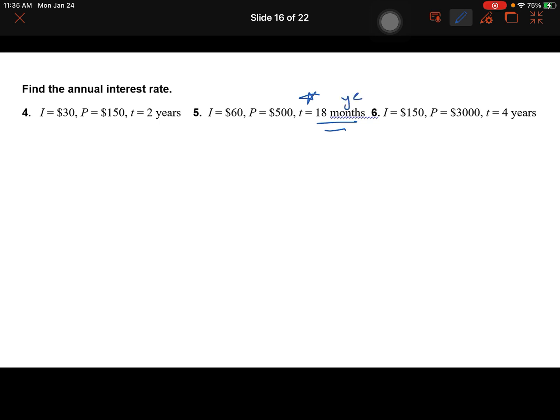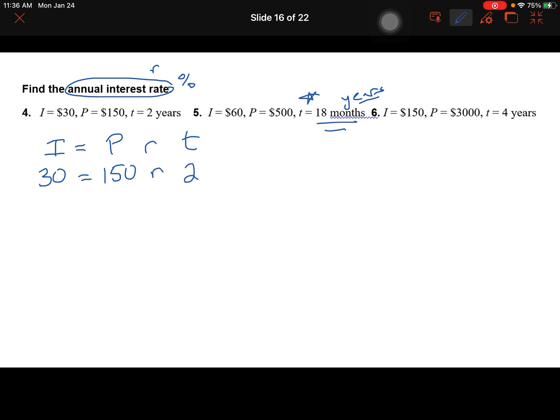Once again, it needs to be in years. Go back and look, how did we deal with months a moment ago? But notice what we're looking for is find the annual interest rate. Rate means percent. So this time we're missing the R. And so as we look, we have I equals PRT. And notice we have an I, we have our P, which is 150, and we have our T, which is time. And so you're going to have to go ahead and work backwards to solve it as we did before.